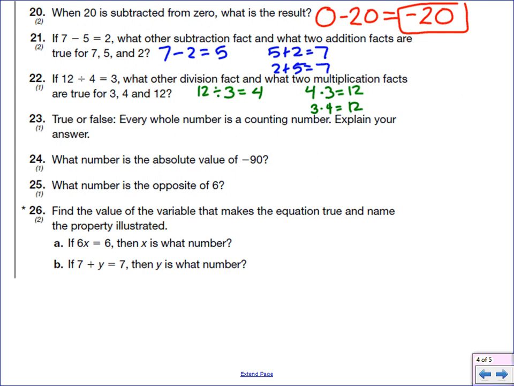True or false? Every whole number is also a counting number. Explain your answer or give a counterexample. This is false, because whole numbers include 0, but 0 is not a counting number. You always start at 1 for counting.